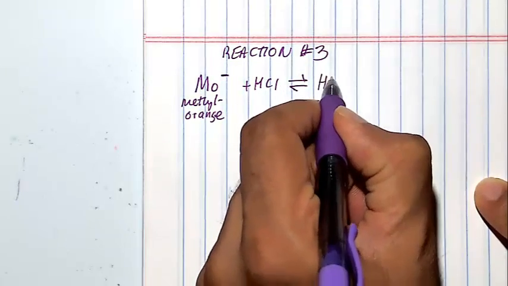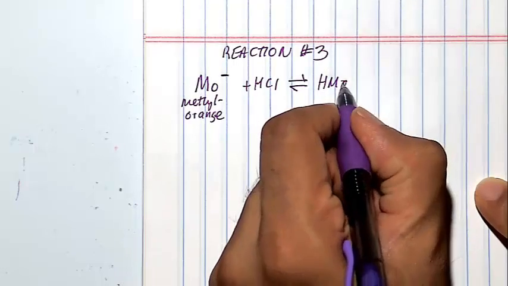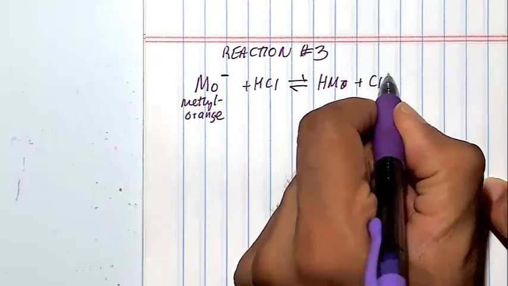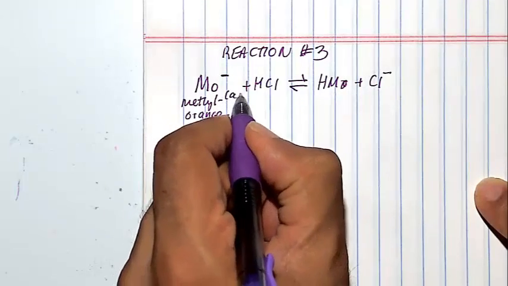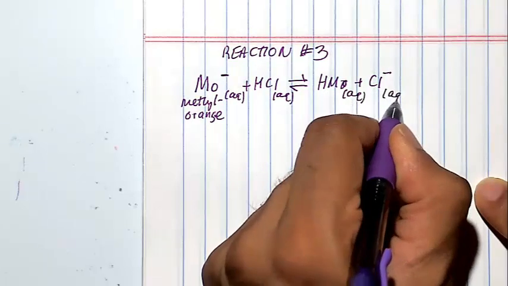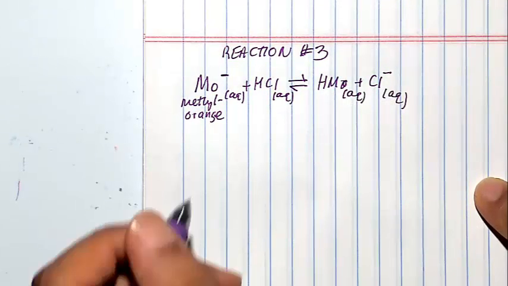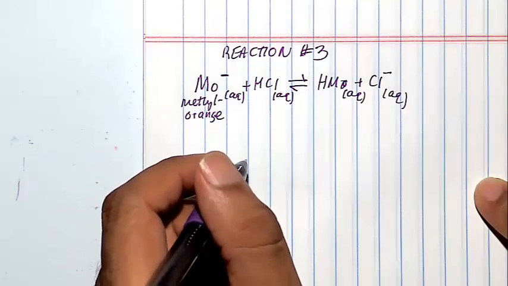This will give you the protonated version of the indicator. It's still methyl-orange, except it has a proton attached to it, as well as the counter ion Cl-. So all of these are going to be done in water. So this is the medium or the solvent. Methyl-orange actually has an orange color, okay?